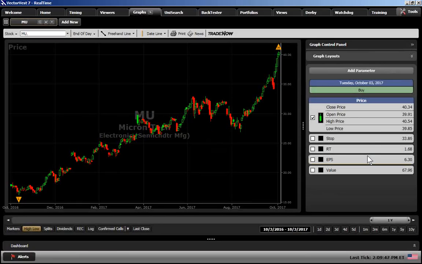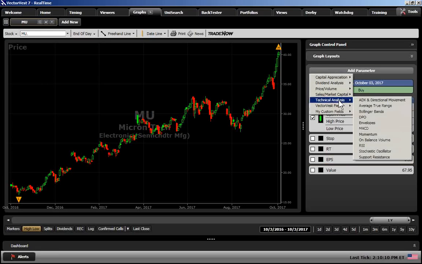Well, when we moved over from VectorVest ProGraphics 6 to VectorVest 7, we asked you guys, what technical indicators would you rather have in the software? In ProGraphics 6, we had about 23 different technical indicators, and we realized they weren't all being used. So we asked you, what technical indicators would you like to see when we moved over to VectorVest 7? And going down here to technical analysis, these were the top 11 responses, and that's why we have these 11.